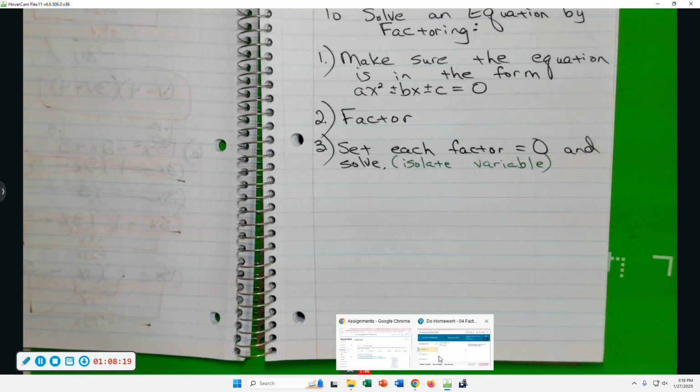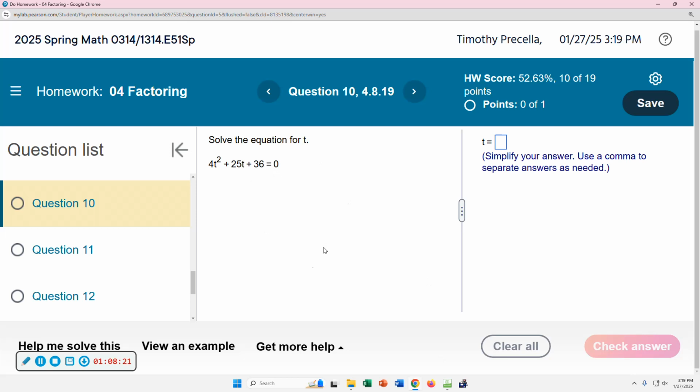Let's go back. Here's number 10. The hard part of this is the factoring. Once you get it factored, finishing off the problem is pretty straightforward. This is number 10. We have 4t squared plus 25t plus 36 equals 0.